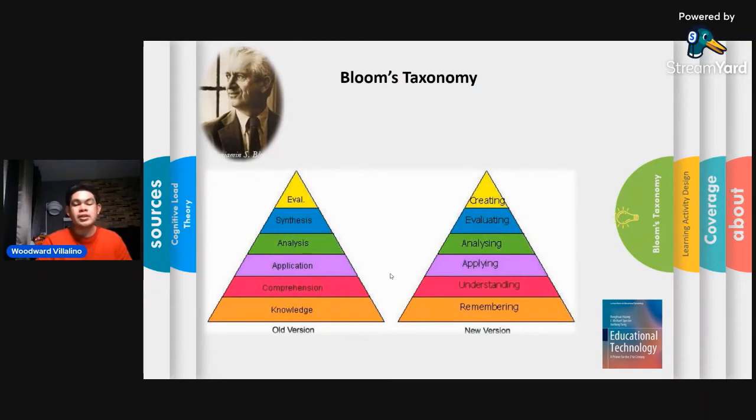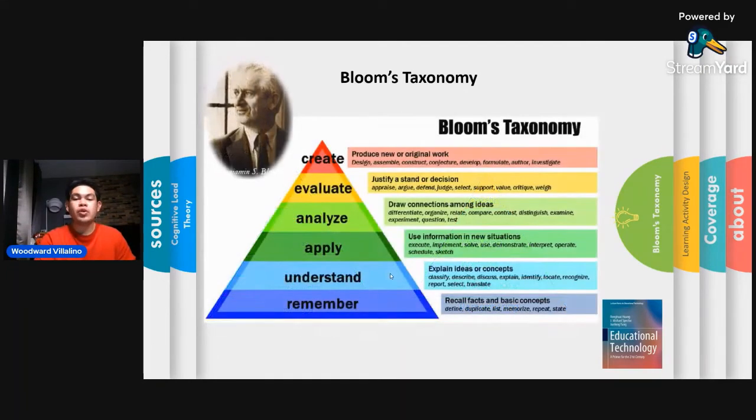Knowledge is basically memorizing or remembering. We have comprehension, which means understanding the facts. Application, or applying. Analysis, or analyzing. In the old version, synthesis comes first before evaluation, but in the new version, it is flipped or interchanged. So evaluating comes first before creating. This is the new version of Bloom's taxonomy. Remember, understand, apply, analyze, evaluate, and create.